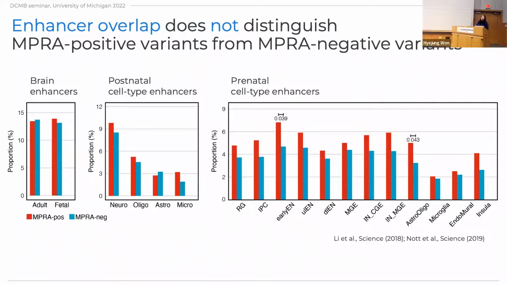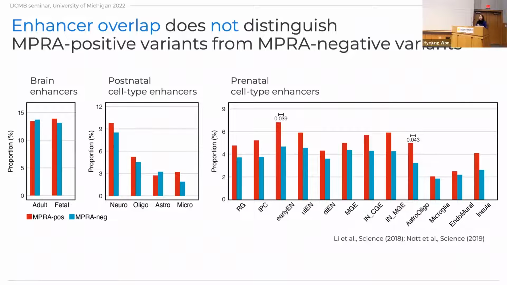We finally checked whether functional annotation can potentially explain the difference between MPRA-positive and negative variants. And the very simple answer was no. Enhancer overlap alone did not really seem to distinguish MPRA-positive variants from negative variants. However, there seemed to be some cell type specific effects. For example, MPRA-positive SNPs seem to be more located in neuronal enhancers compared to glial enhancers. On top of that, we found that early excitatory neuronal enhancers seem to have a higher overlap with MPRA-positive variants compared to the MPRA-negative variants. And we found the same thing for enhancers from astrocytes and oligodendrocytes in the fetal brain. However, in general, enhancer overlap alone did not really seem to distinguish MPRA-positive from MPRA-negative variants.